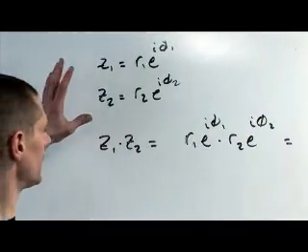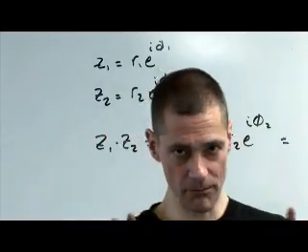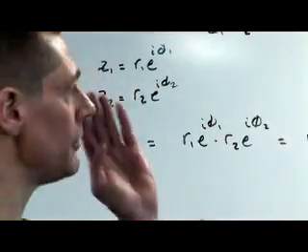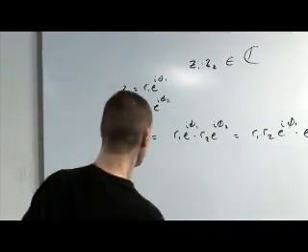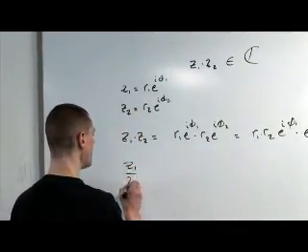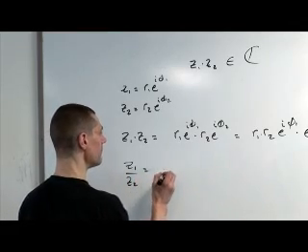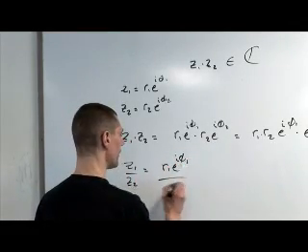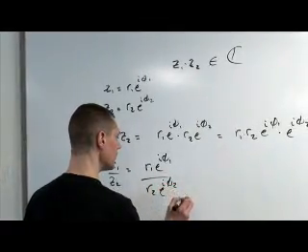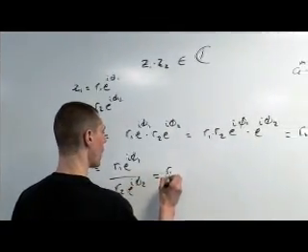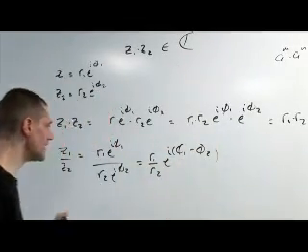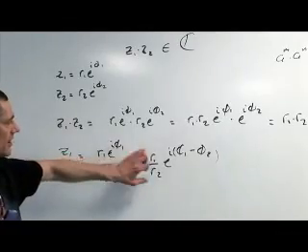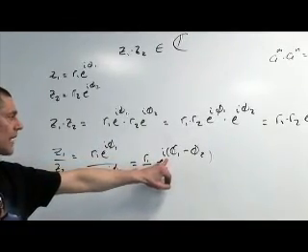Okay, so what we just did was we showed with this representation that when you multiply two complex numbers together, you multiply their norms together and then you add the angles. That's pretty neat. Similarly, if we did z1 divided by z2, this is going to end up being r1 e to the i theta 1 divided by r2 e to the i theta 2. This is the same as r1 over r2 e to the i (theta 1 minus theta 2). So if you divide, you divide their norms and you subtract the angles between them.